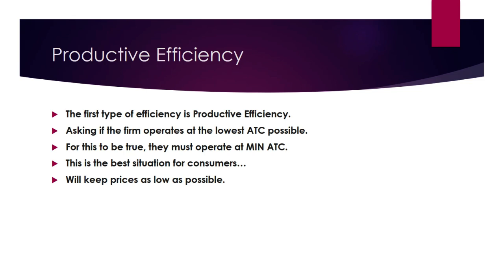So just think through this for a second. If you're a firm and you're producing at some higher point on average total cost, that means your costs aren't minimized. That means you're operating at some higher cost structure, and therefore you're going to have to pass some of that cost on to your consumers in the form of higher prices. So for you and me as consumers, we want firms to be operating at the minimum of average total cost.